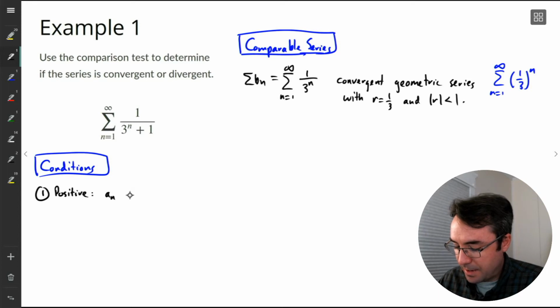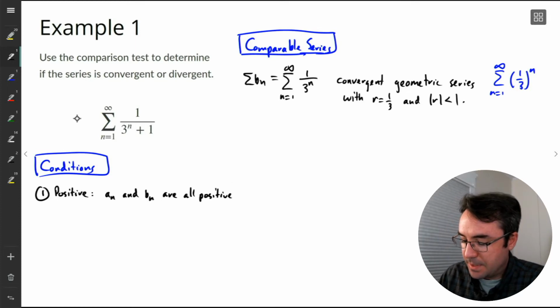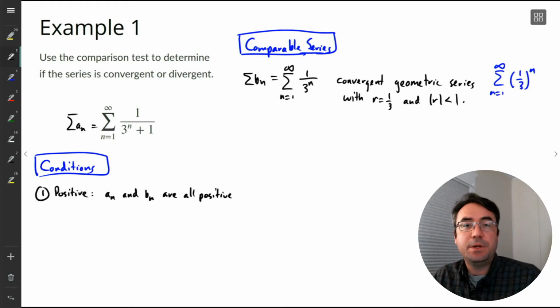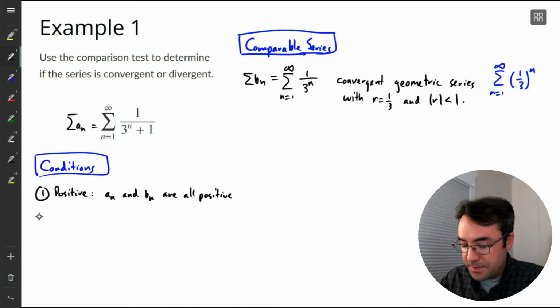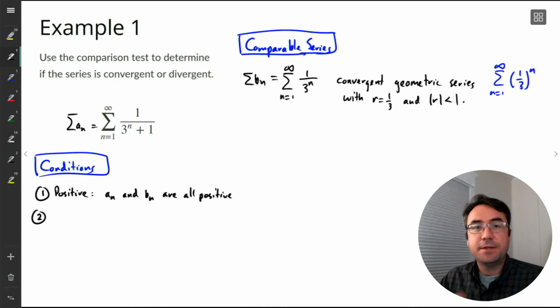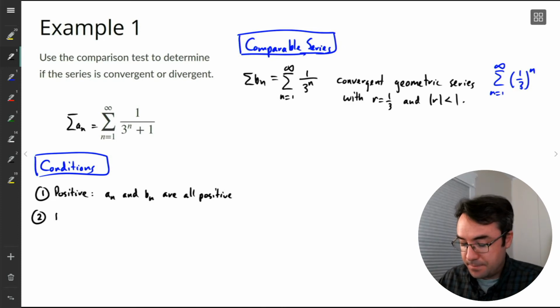So we need all of our an and bn terms to be positive, and they are. And again, sigma an is the series that we don't know. That's the one we're testing. Sigma bn is the one we do know. But it turns out all the terms here are positive. All right, so the other thing we need to show is that inequality.